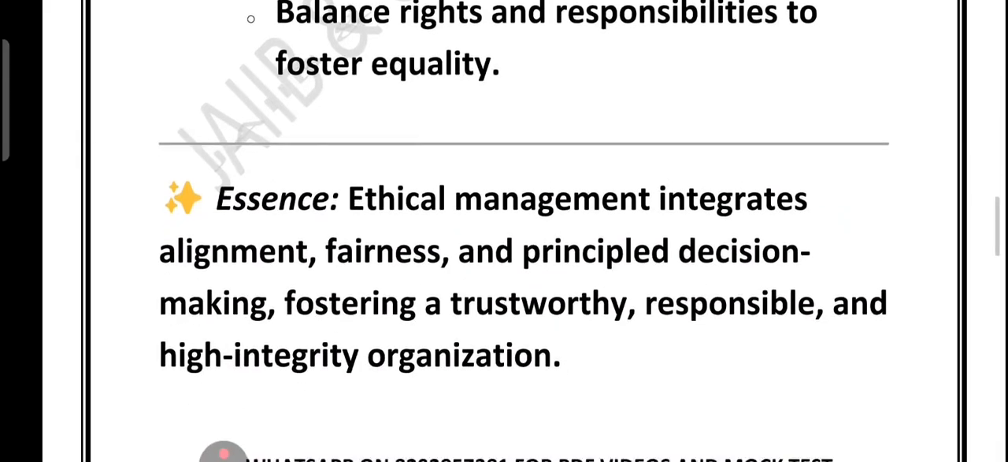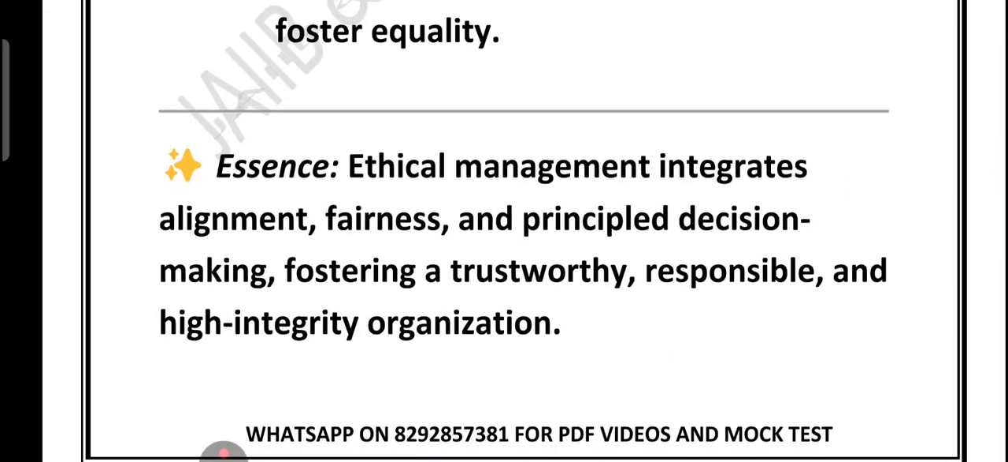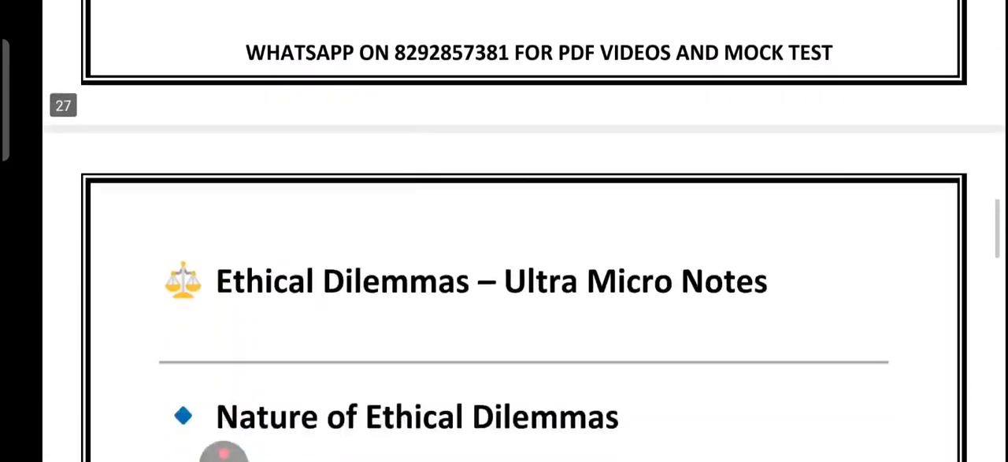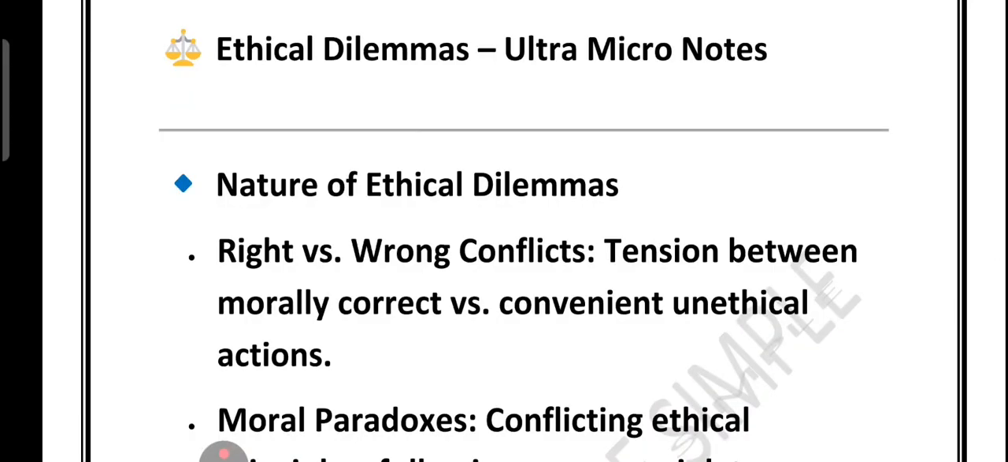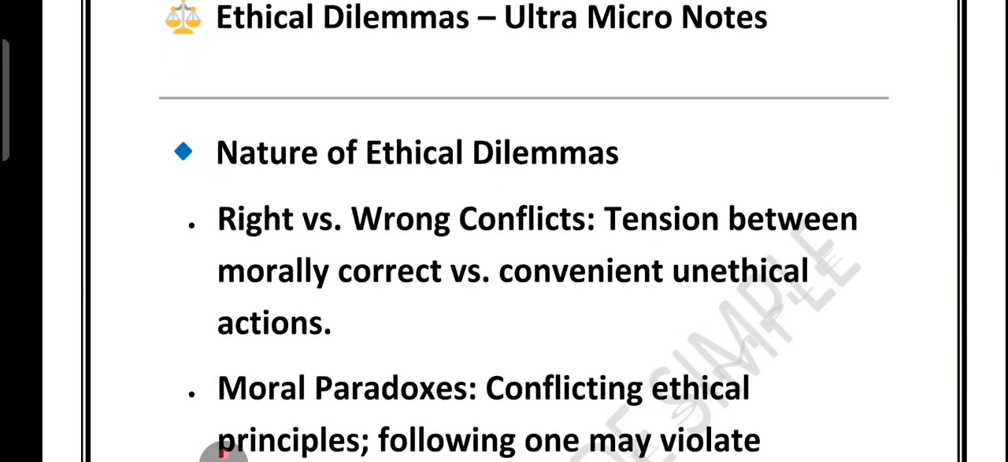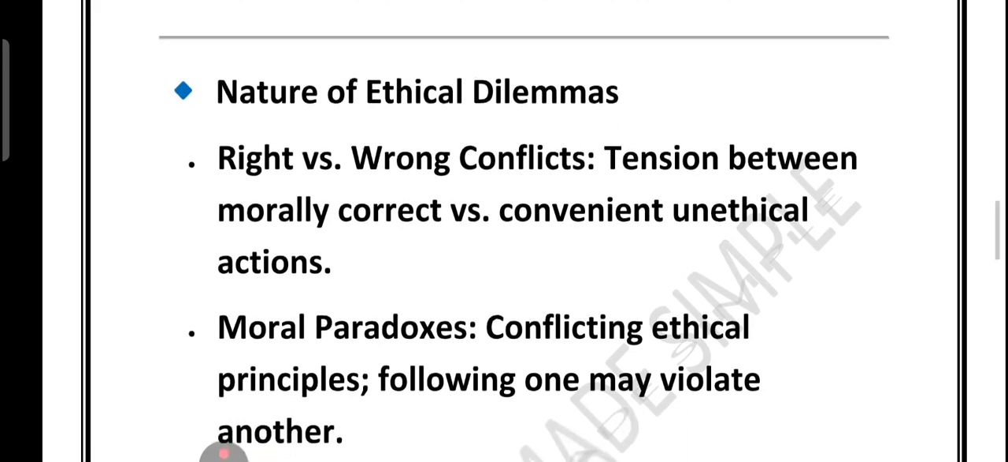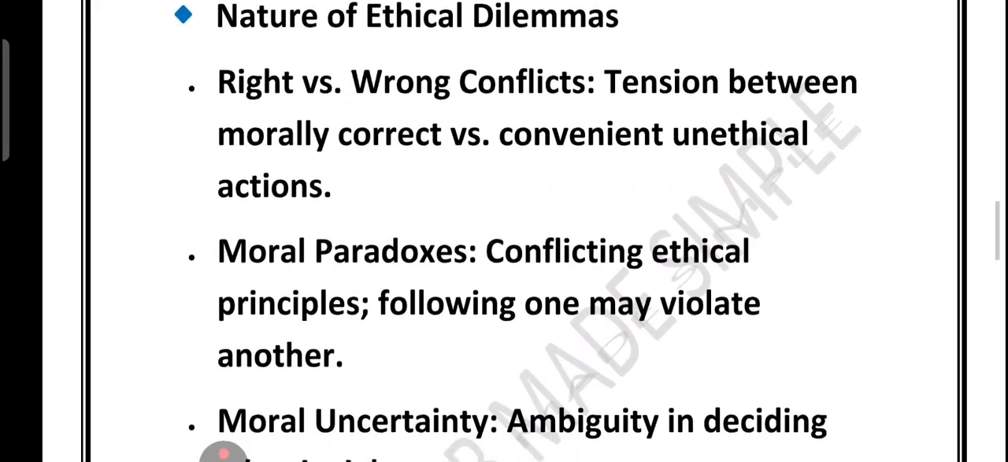In short, we can say that ethical management combines organizational alignment, fairness, and principled decision making. It creates a responsible, trustworthy, high-integrity workplace. If we talk about the ethical dilemma, think about it. So basically this is a situation that challenges our sense of right and wrong in business and personal decision making. So let's start with the nature of ethical dilemma.